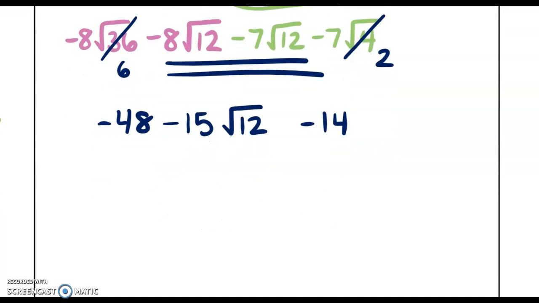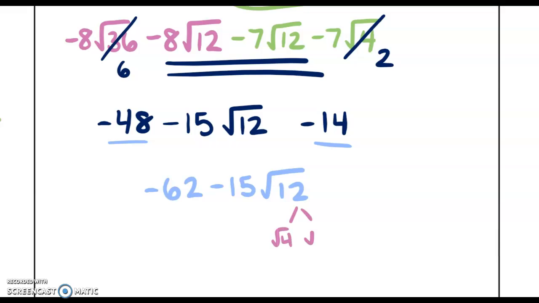Now, the terms on the ends, the constant terms, can be combined. So that gives me a negative 62. And then I'm going to bring down the negative 15 root 12. Most kids might stop at their answer here, but we have to remember that root 12 needs to be simplified a little bit further. The biggest perfect square that goes in there is the square root of 4. So the square root of 4 times the square root of 3 is 2 root 3.